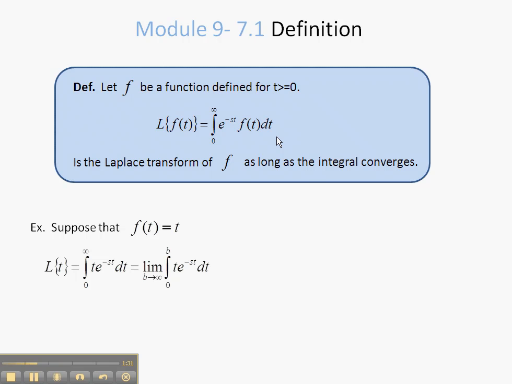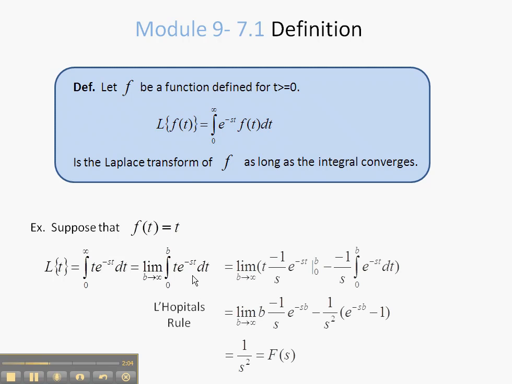So for example, if I wanted to find the Laplace transform of a function t, then I substitute t in place of f of t. And then as you can see here, I have t and then e to the minus st dt. And then the integral from 0 to infinity means the limit as b goes to infinity of the integral from 0 to b, again, of t e to the minus st. This is an integral that I can do using integration by parts. And if you need to go review that, you should. This will come up a little bit in this section.